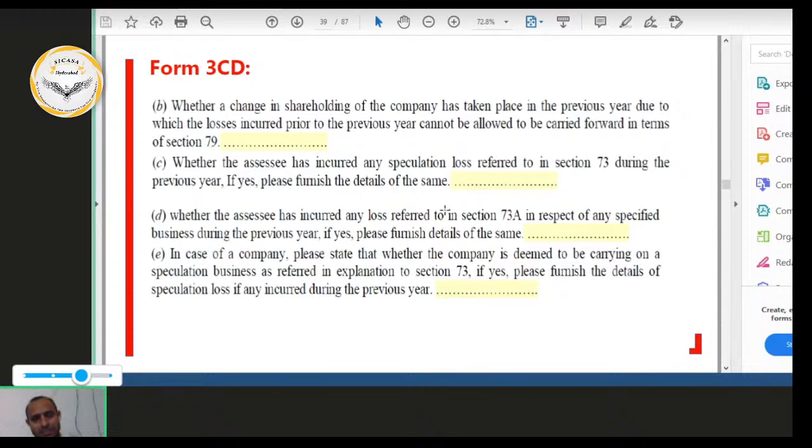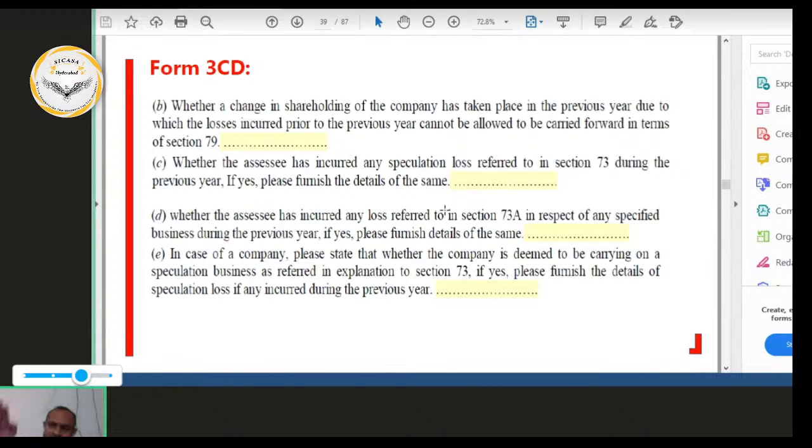If there is a change in the shareholding pattern, the provision of section 79 says that not less than 51% of the voting power as on the last day of the previous year in which the loss arises should have been in the hands of the same set of persons as on the last day of the previous year in which the loss is proposed to be adjusted. In simple terms, in the year of loss, you examine the shareholding pattern.